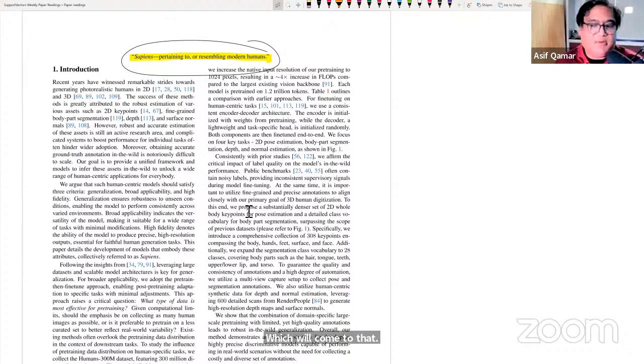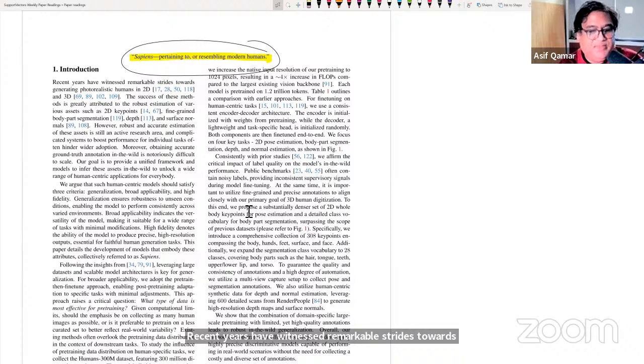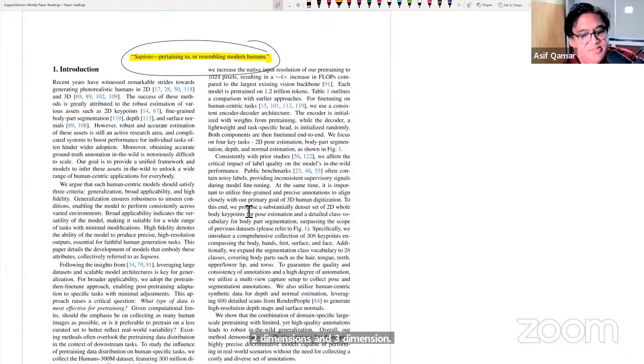Recent years have witnessed remarkable strides towards generating photorealistic humans in 2D, 2-dimension, and 3-dimension. The success of these methods is greatly attributed to the robust estimation of various assets such as 2D key points, fine-grained body part segmentation, depth, and surface normals. However, the robust and accurate estimation of these assets is still an active research area, and complicated systems to boost performance for individual tasks often hinder wider adoption. Moreover, obtaining accurate ground truth annotation in the wild is notoriously difficult to scale.